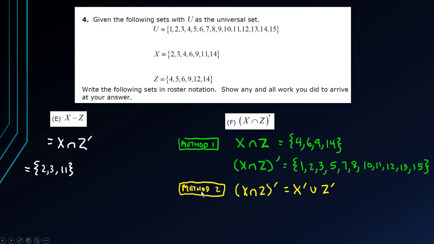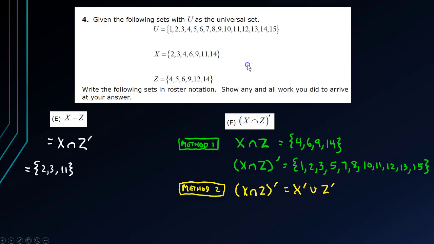The second method is I can use De Morgan's law, which basically says if I do the negation of an intersection, it becomes each one of these negated, and it's going to become a union.